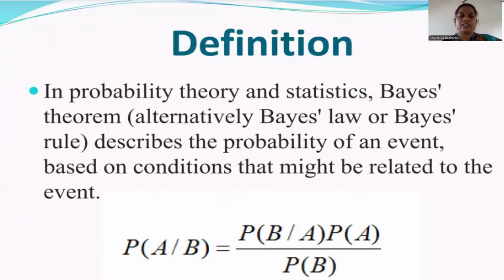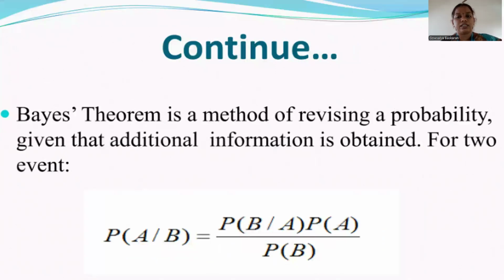Definition. The definition in probability theory and statistics: Bayes theorem describes the probability of an event based on conditions that might be related to the event. That is, probability of A given B equals probability of B given A into probability of A divided by probability of B. Bayes theorem is a method of revising a probability given that additional information is obtained. For two events, we have probability of A given B equals probability of B given A times probability of A divided by probability of B.